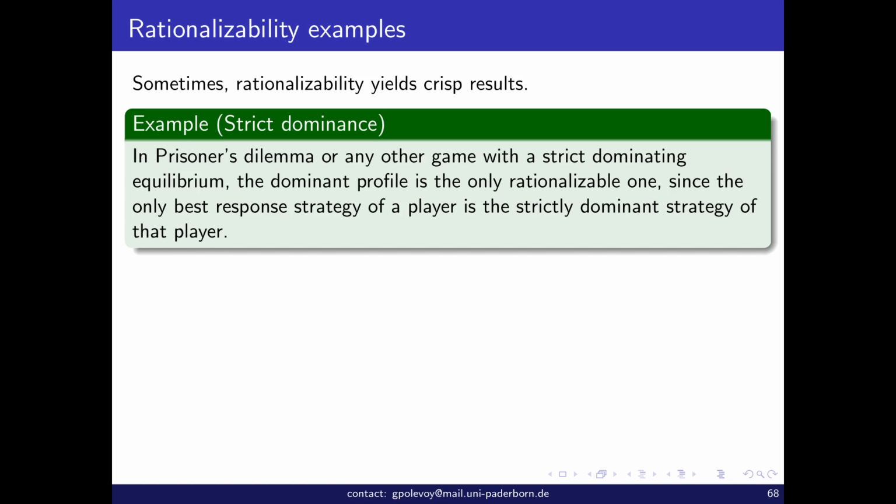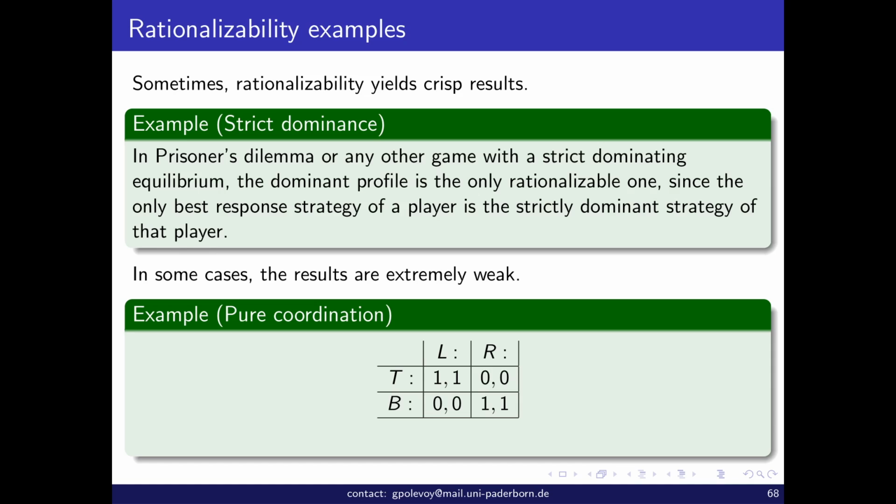It's the only best response of a player, so it is a best response to any distribution. It's trivial to say it's rationalizable, but it's the only one. Now, in some cases, the results, of course, are weak. So let's look at the pure coordination game. Since we have two Nash equilibria, as we know, top left and bottom right, every strategy is in the support of some mixed Nash equilibrium. So here, every strategy is rationalizable because it's in the support of some Nash equilibrium.